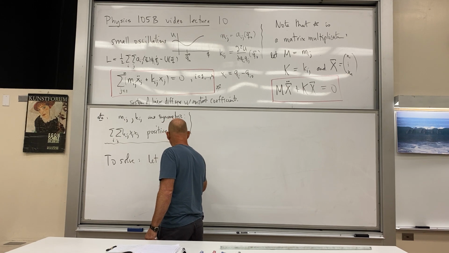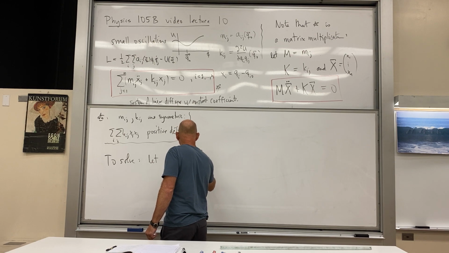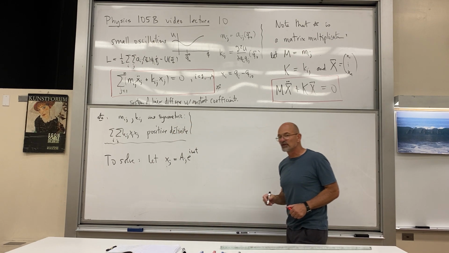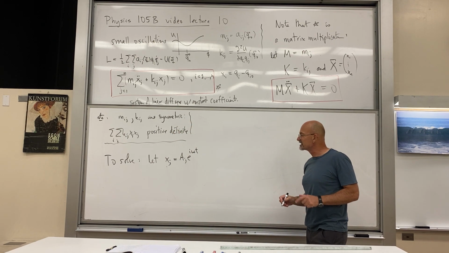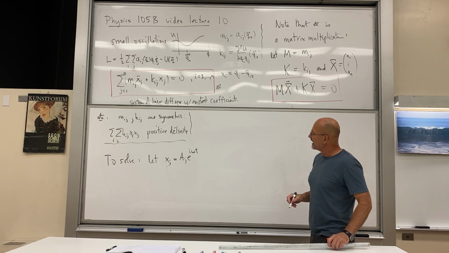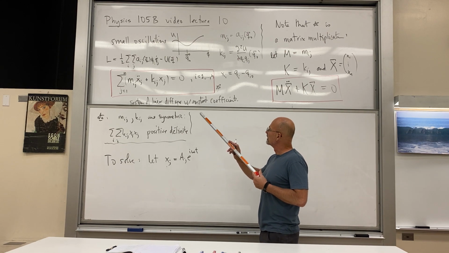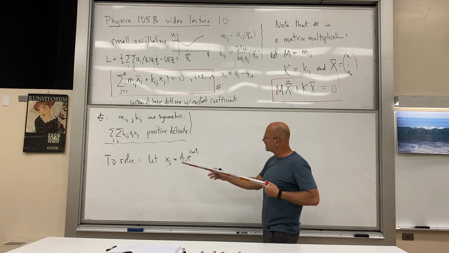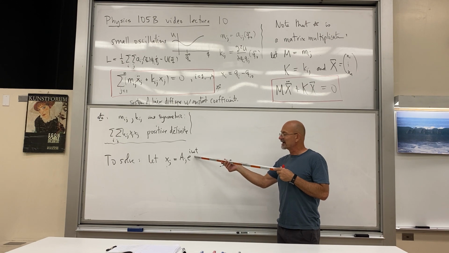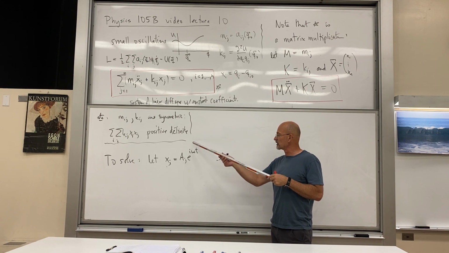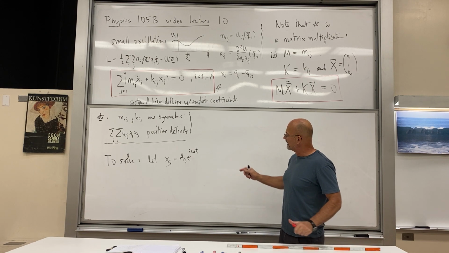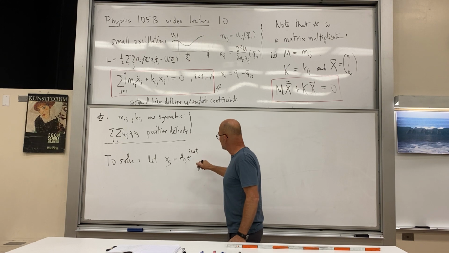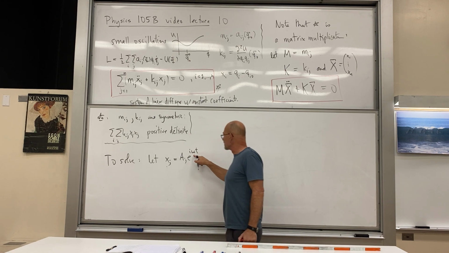X sub j is equal to a sub j e to the I omega t. So that's a trial solution. That's the general solution, because the general solution to this linear differential equation with constant coefficients is an exponential. Generally speaking, omega is complex.